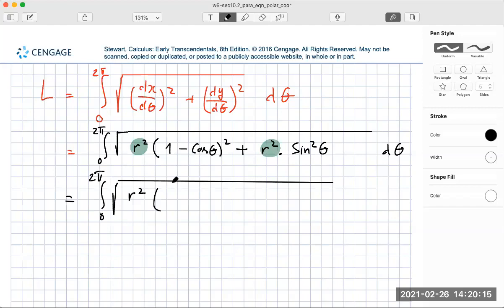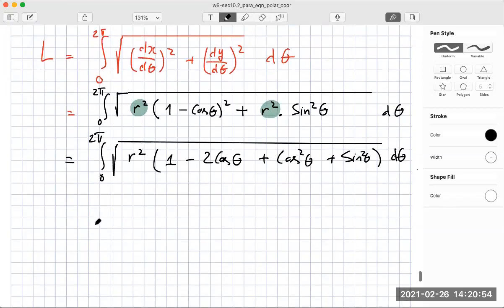We expand this perfect square. It would be 1 minus 2 cosine theta plus, yes, cosine squared theta, plus this guy here, right? Okay, I think we can stop here, go home, try to finish this, and see if you get the same result. Okay, I'll see you next week.